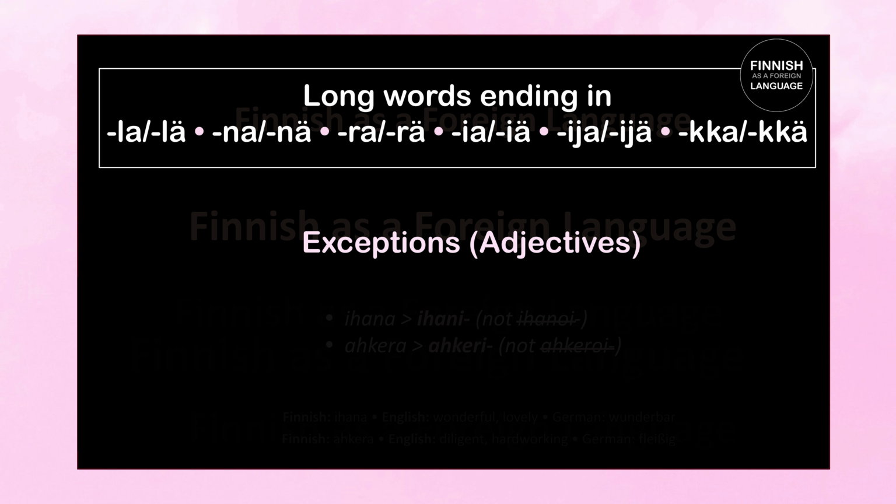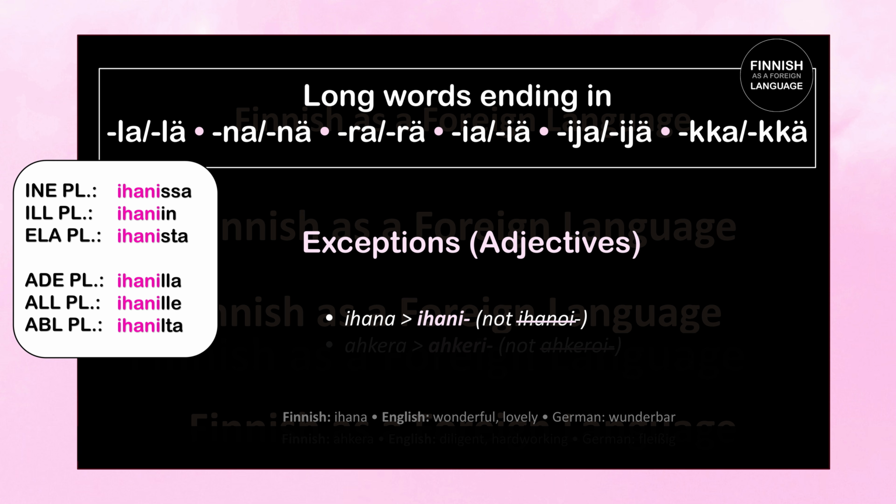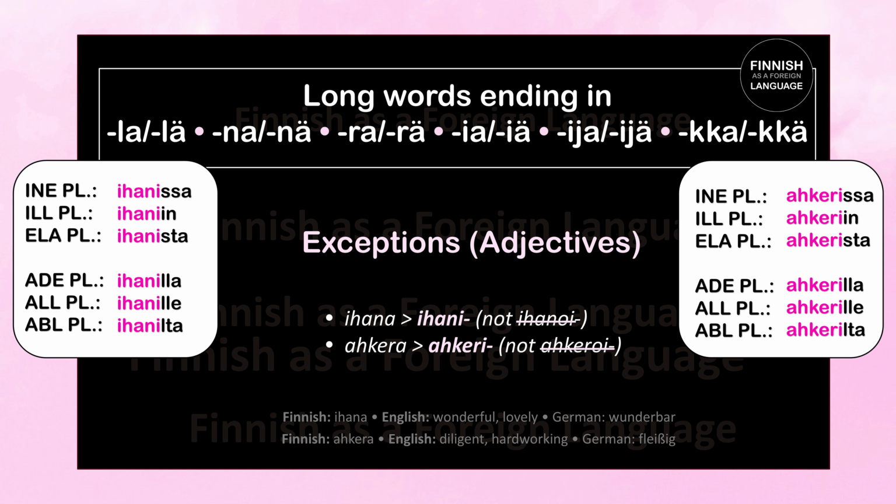There are some exceptions with some adjectives. For example, if we take the adjective ihana, which means wonderful, the stem is actually ihani and not ihanoi. Or let's take another one, ahkera, which means diligent or hardworking. Here the stem is ahkeri and not, as we would think, ahkeroi, just as a side topic.